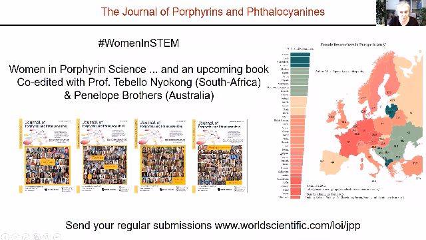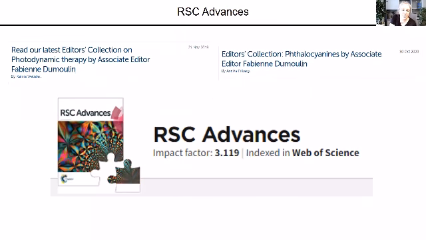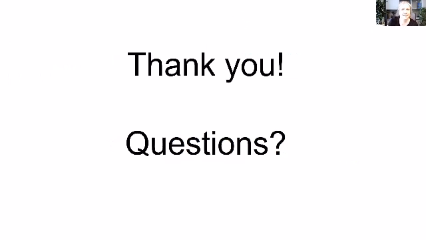This is a map of the proportion that you can see in the world. So Turkey is not doing that badly compared to France, for example. So this is something to do, and anyway, you can consider the journal for your regular submission. And because I am also an associate editor at RSC Advances, I could prepare 2 editors' collections, one on photodynamic therapy and another one on phthalocyanine. So you may have a look at them if you want to know more about the topic. And I can now just thank you for your attention. And if you have questions, I can take them.